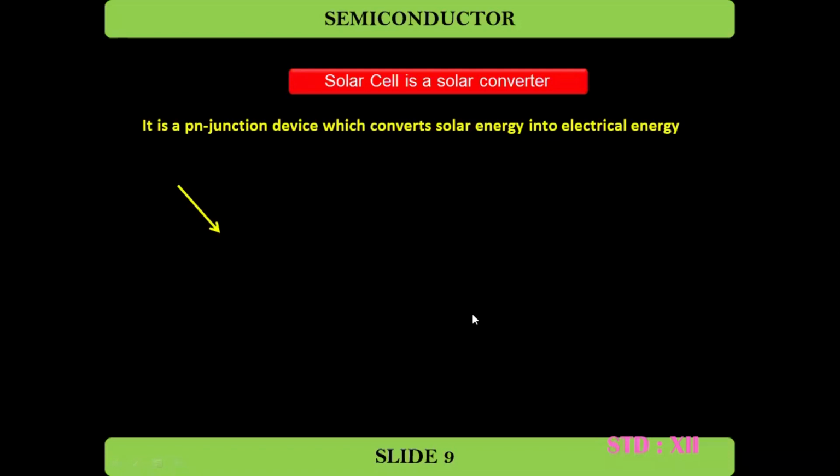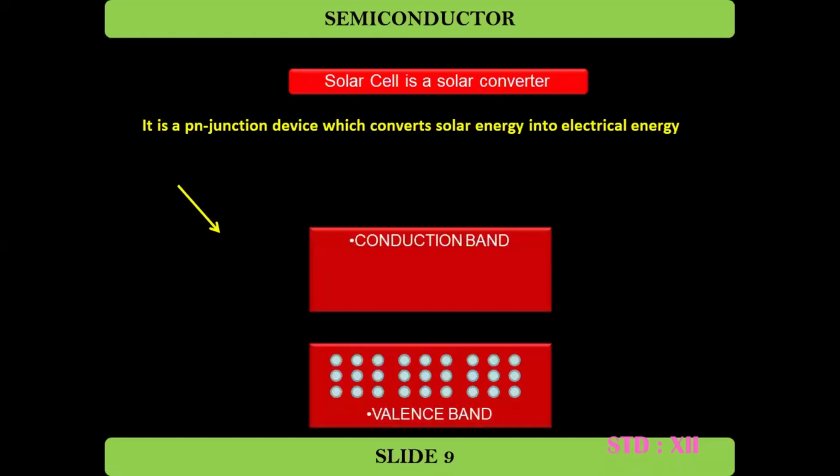Let's talk about solar cell. A solar cell is a solar converter also. What does it consist of? It's a PN junction device, and obviously it will convert solar energy into electrical energy.